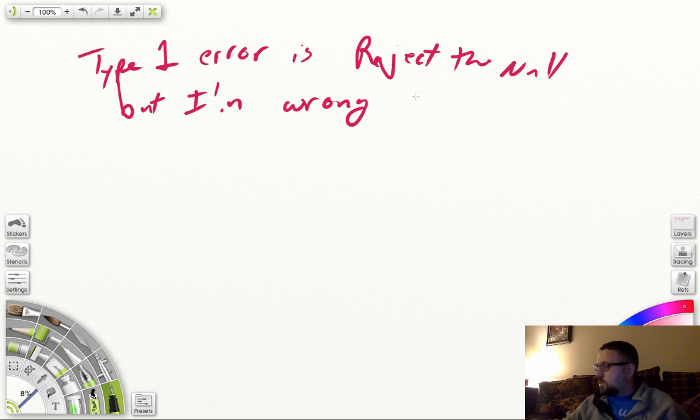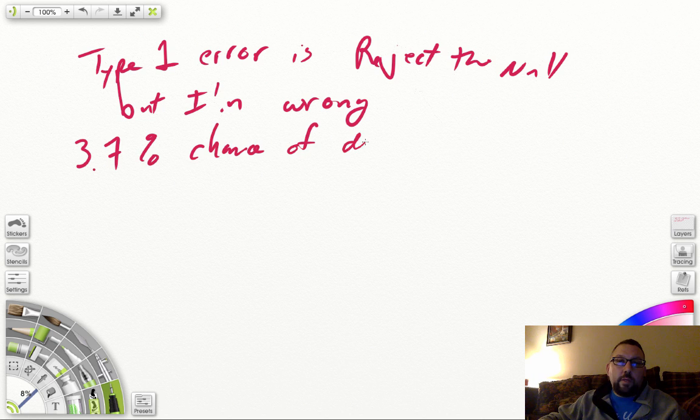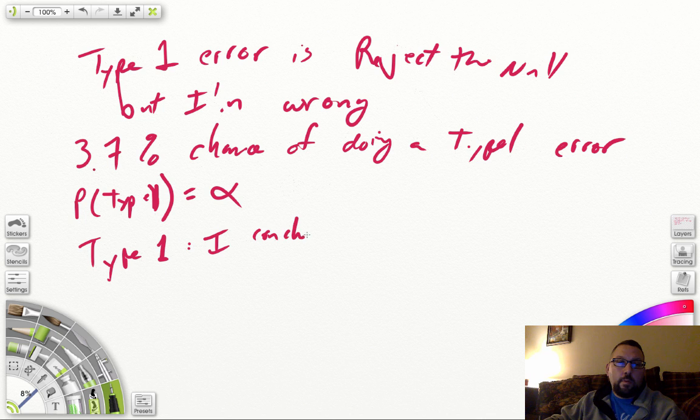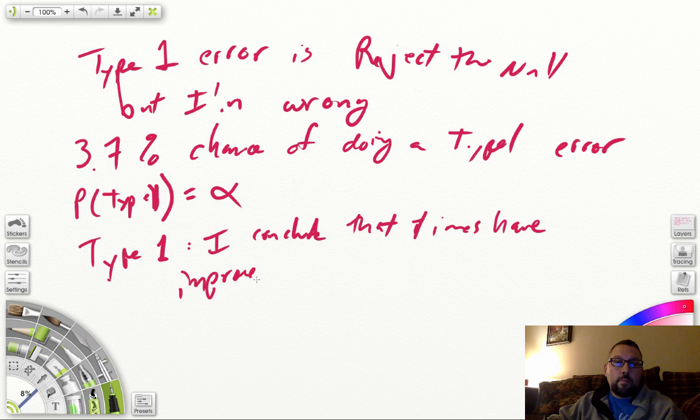In this case, there was a 3.7% chance, that's my p-value, of doing a type 1 error. Alpha is equal to the probability of a type 1 error. So that means I reject the null and I'm wrong. A type 1 error is, I conclude that times have improved, and I'm wrong.